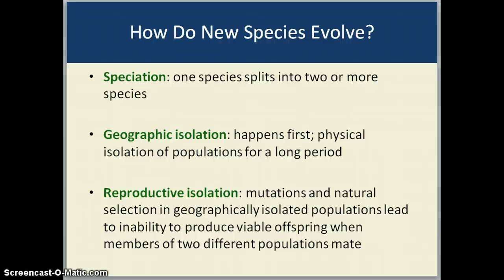The last is reproductive isolation. Reproductive isolation occurs when mutations and natural selection in geographically isolated populations lead to the inability to produce offspring when members of two different populations mate. That is, two groups of the same population, two groups of the same species, can't come into contact with each other to mate and share genes.